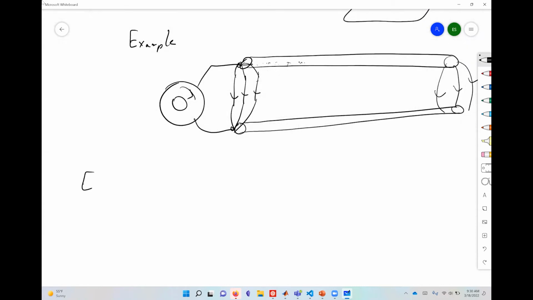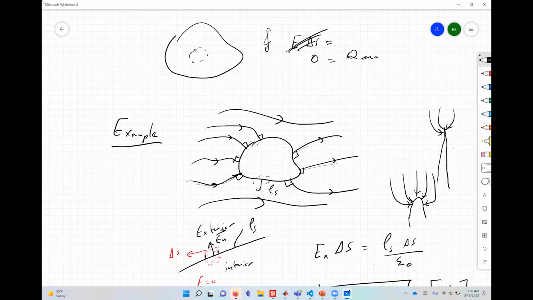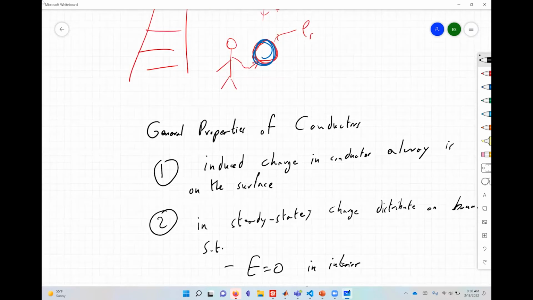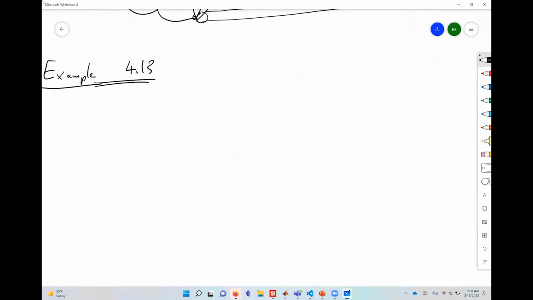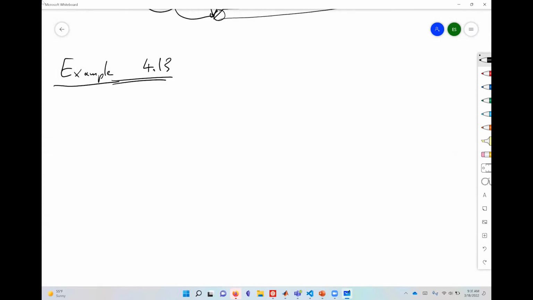Okay. Let's do an example, 4.113. That's pretty much everything we can say about conductors. Say we have a spherical shell, or a ball, let's say of conductor material. That's a ball actually, and then we know what the normal field is.